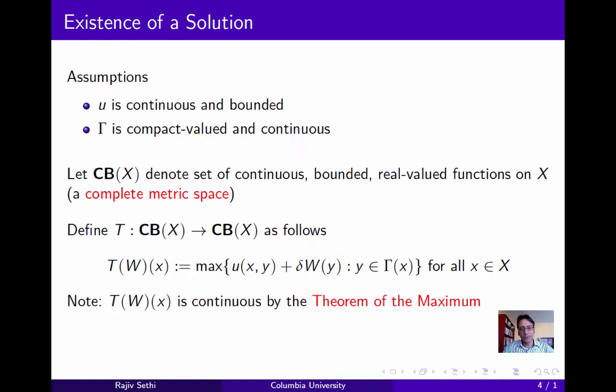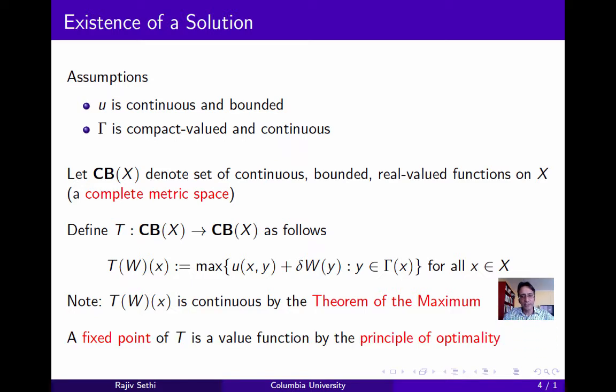Now the theorem of the maximum also tells us that the solution correspondence, which is the set of values of y corresponding to any given x, is upper hemicontinuous. But it doesn't tell us that it's single-valued or lower hemicontinuous, and we'll come back to this point in a moment. Now based on the last segment where we stated and proved the principle of optimality, you can verify that a fixed point of t is in fact a value function for our dynamic programming problem.